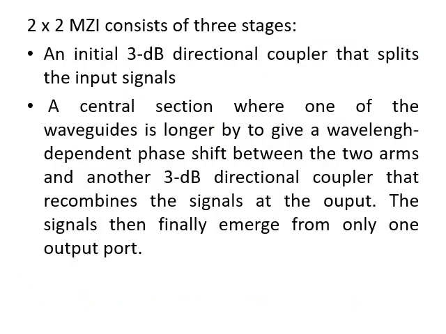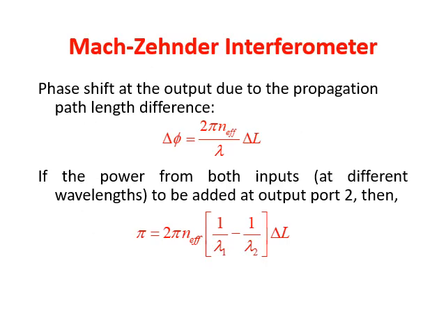With the help of this, the construction, as I just mentioned with respect to the previous diagram: initially a 3 dB directional coupler splits the input signals, and then in the central section one of the waveguides is longer, giving the wavelength dependent phase shift between the two arms. Another 3 dB coupler recombines the signals at the output. The signal then finally emerges out of only one output port. That is the entire explanation of the 2 cross 2 Mach-Zehnder interferometer.